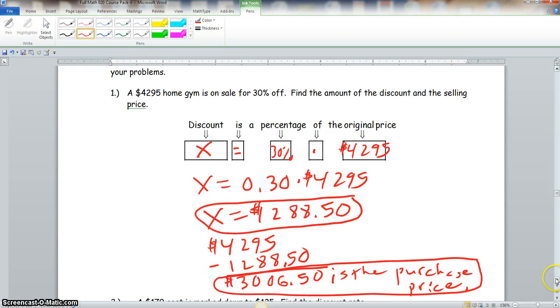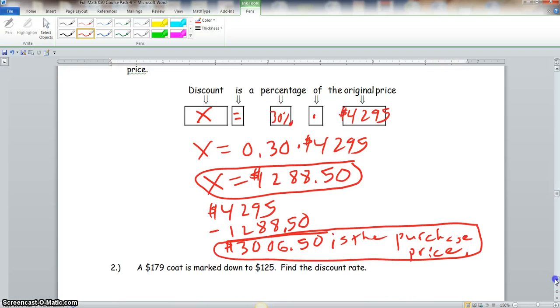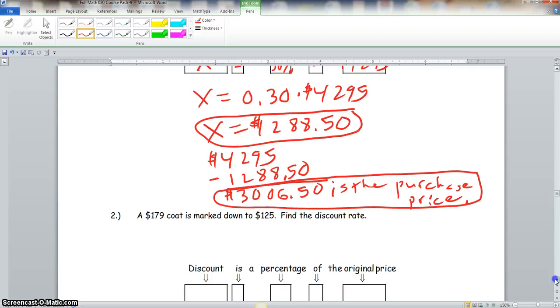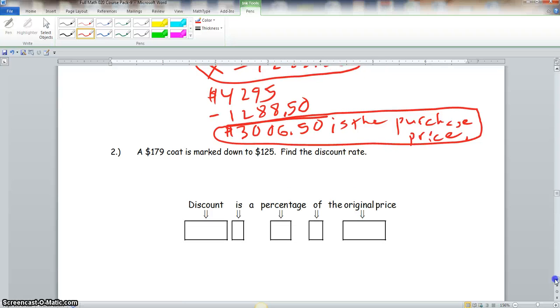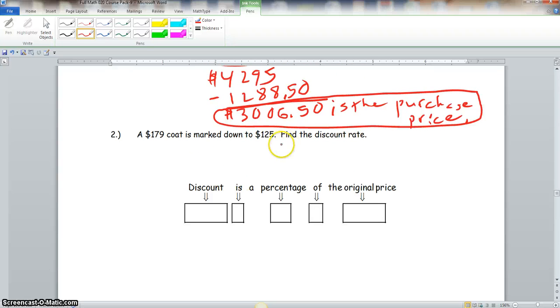Okay, now we scroll down here. It says a $179 coat is marked down to $125. Find the discount rate. Now the original price of the coat is $179. So let's put that here. We have "of," which is multiplication. We don't know our percentage, and we know "is" means equal.